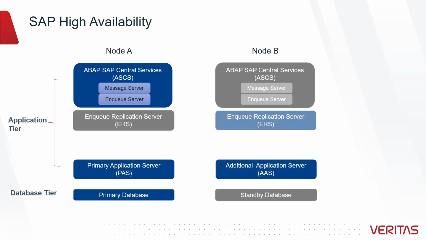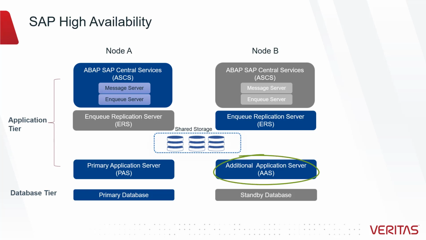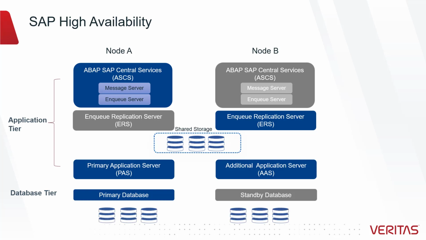For the central services, an in-queue replication server is required to keep a replicated copy of the lock table. In addition, shared storage is required for the central services and the in-queue replication server. There is an additional application server that is deployed and active on the other node. As for the database, there is one primary database and a standby database to take over in case of failure. Transaction logs are shipped constantly to the standby database to update the data in the other node. This is referred to as log shipping.